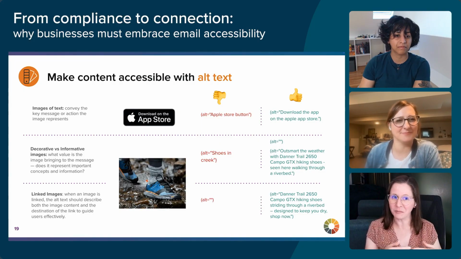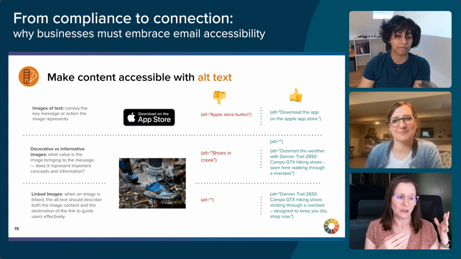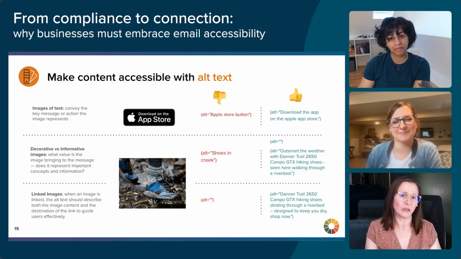A lot of people don't know this, but when you don't have alt text on a linked image, a screen reader user will actually have to listen to the entire link URL. So it's really a horrible experience, a really bad deal. So we have to have alt text there. And then we want to also explain where that link is going to take someone.